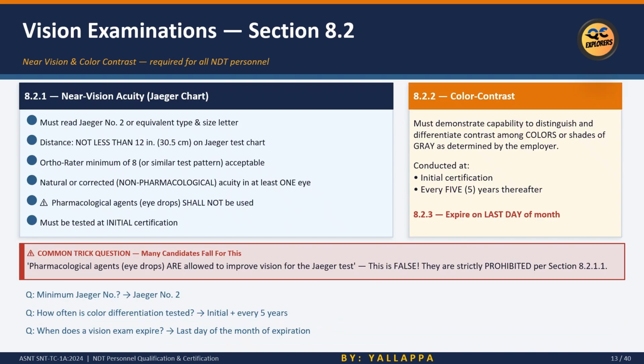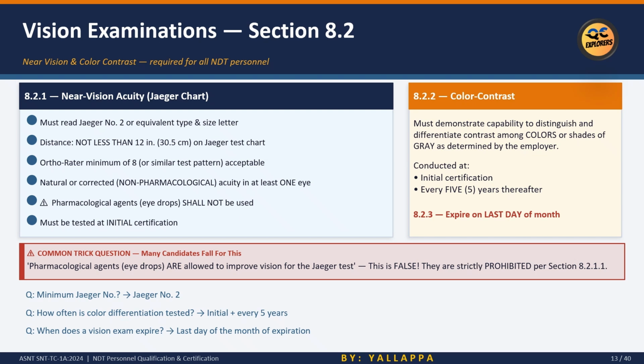Vision examinations are mandatory for all NDT personnel. Near vision testing requires the individual to read Jaeger No. 2 at a minimum distance of 12 inches or 30.5 centimeters. Natural or corrected vision is acceptable, but pharmacological agents such as eye drops are not allowed. This is a very common trick question in exams.